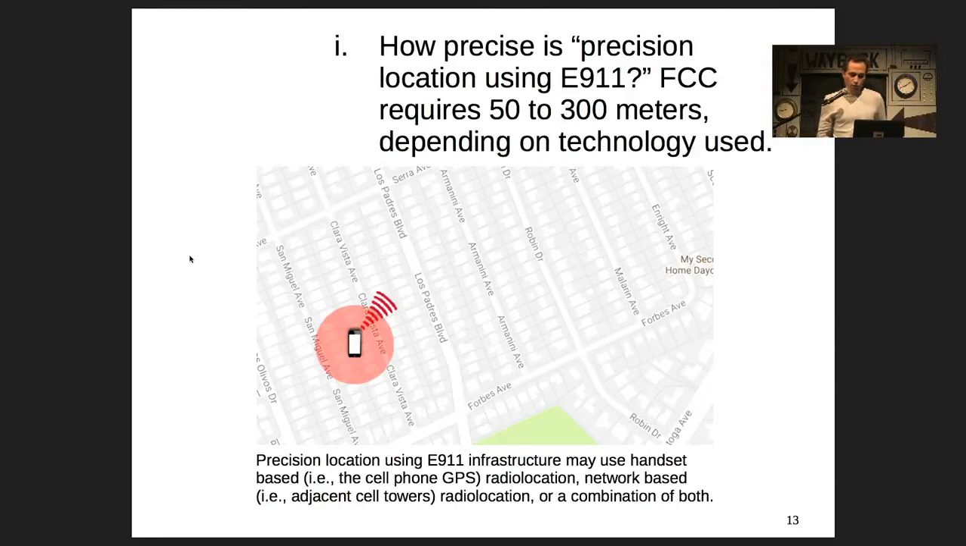Other technology will use adjacent cell towers. They'll use triangulation to calculate where you're at. But I think all the providers now are using GPS, and they'll fall back on the cell towers if the GPS isn't too accurate, or they'll use a hybrid of the two. But the FCC requires 50 to 300 meters, depending on the technology used.